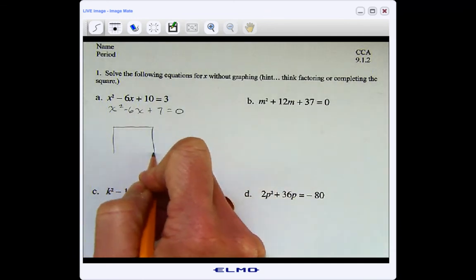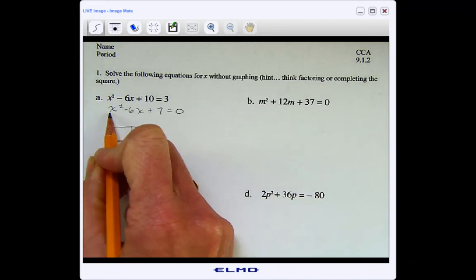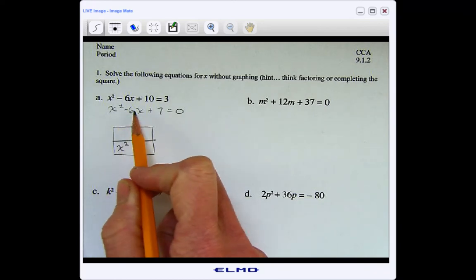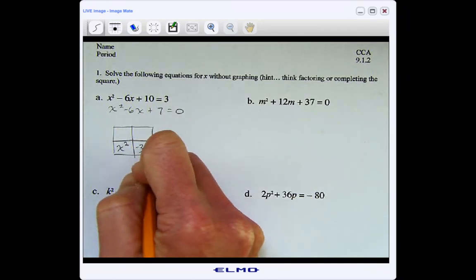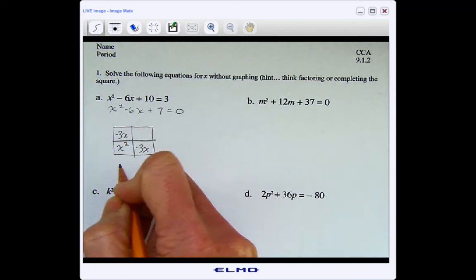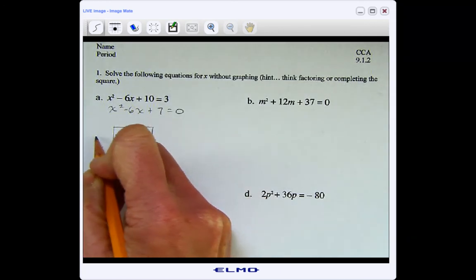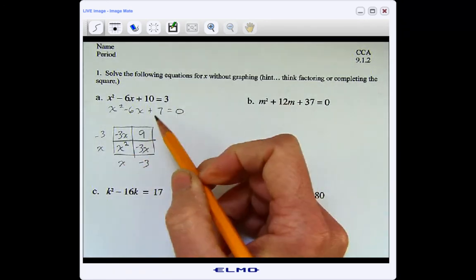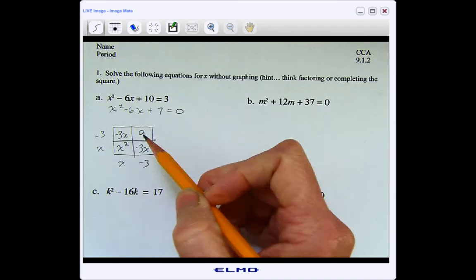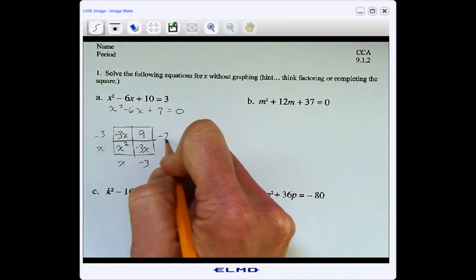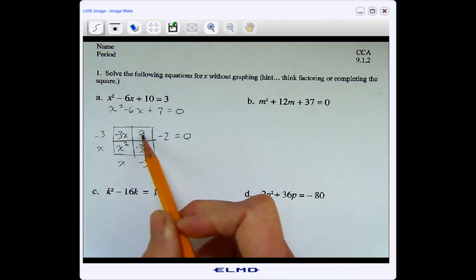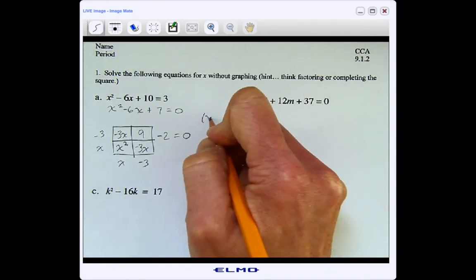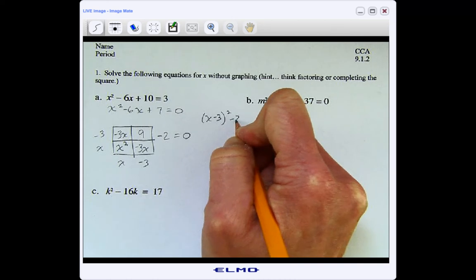So remember, with completing the square, you're going to take your x squared term, put it here. You're going to take your bx term, which is in the middle, and split it. I'm going to put negative 3x here, negative 3x here. So x, negative 3, x, negative 3. That means my corner would have to be negative 3 times negative 3, 9. I only have 7 tiles to put in here, so I'd need 2 extra. So I'd be short 2, so I'd have to say minus 2 equaling 0. So these two numbers together have to equal that one. All right, so when I complete the square, it looks like x minus 3 squared minus 2 equals 0.